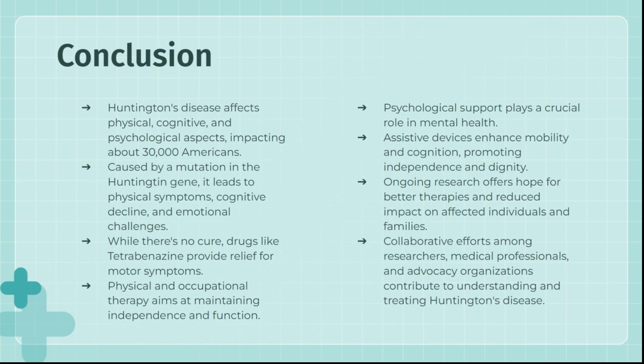While there is no long-term cure, drugs like tetrabenazine provide relief from motor symptoms. Physical and occupational therapy aim at maintaining independence and function of those affected by the disease. There's also psychological support for the disease. Psychological support plays a crucial role in maintaining mental health, offering guidance and coping strategies for individuals and caregivers. Assistive devices enhance mobility and cognition, promoting independence and dignity for individuals with the disease.